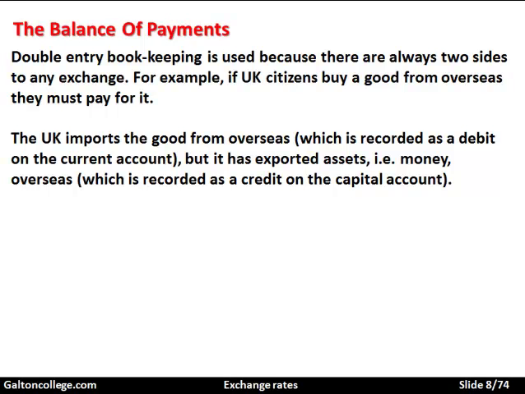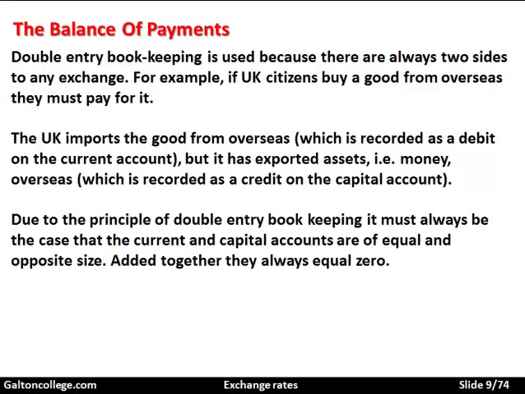The UK imports goods from overseas, which is recorded as a debit on the current account, but it has exported assets, i.e. money, overseas, which is recorded as a credit on the capital account. So in terms of the accountancy relationships here, imports are debits on the current account and credits on the capital account. And the two sides balance. It's double entry bookkeeping. The two sides are equal.